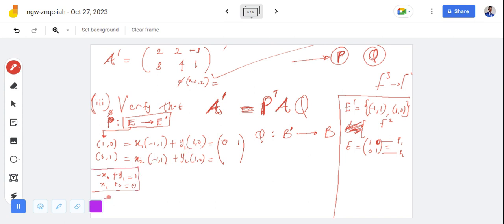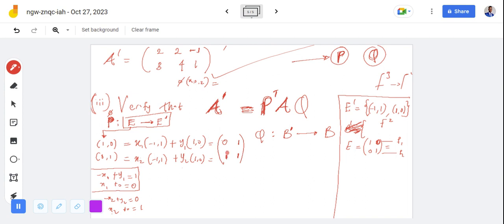I have minus x2, then plus y2 equals 0. Then I have x2 times 1 is x2, plus 0, equals 1. So my x2 is 1 here. If my x2 is 1, my y2 is also 1. Yes, my y2 is also 1, so I have 1, 1 in this case. Right?